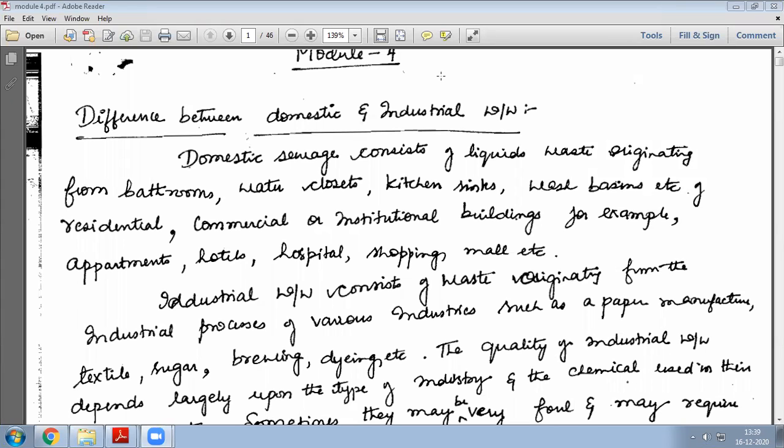So actually, our fourth and fifth model is related to industrial wastewater. Industrial wastewater treatment starts with the fourth model. And in the fifth model, they give you specific industries and how they will treat their wastewater. So the fourth model is related to industrial wastewater treatment.